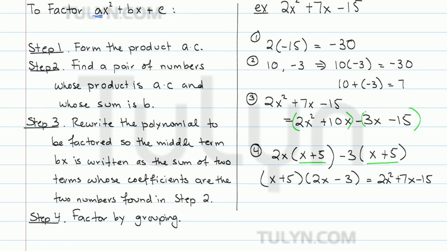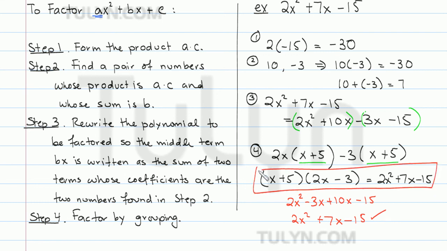And if you're ever not sure, you can always check by FOILing back in. So in red, we get 2x squared minus 3x plus 10x minus 15, which is 2x squared plus 7x minus 15, which is what we wanted, right? So this is the factorization of that trinomial using this method.